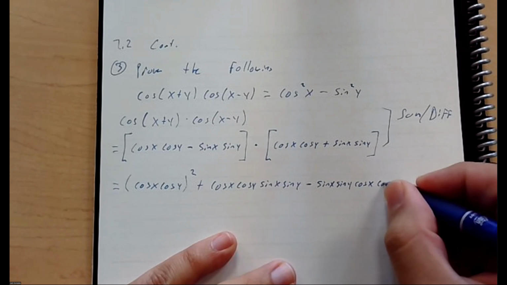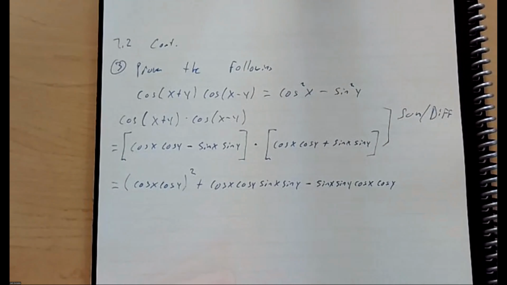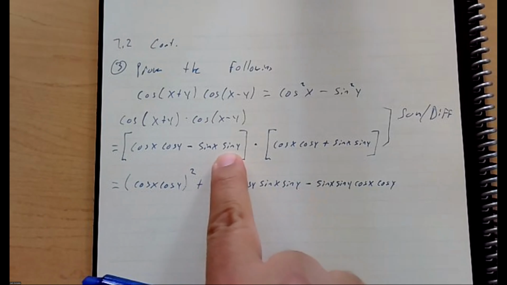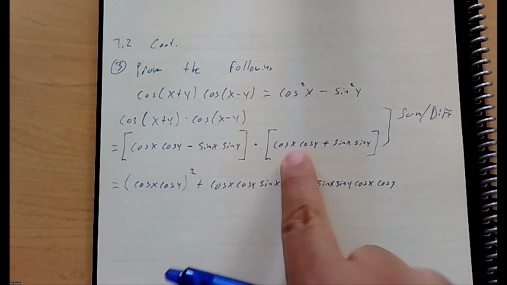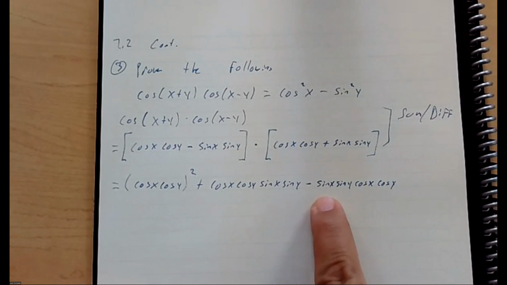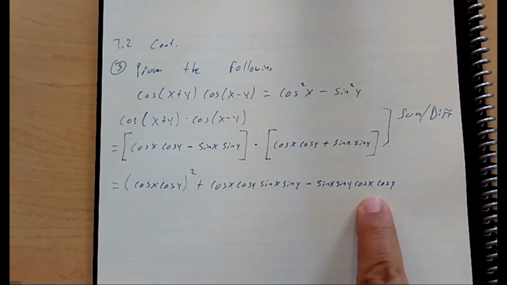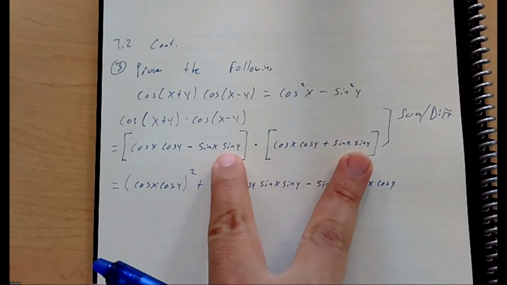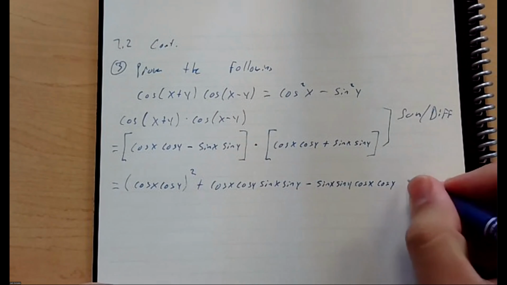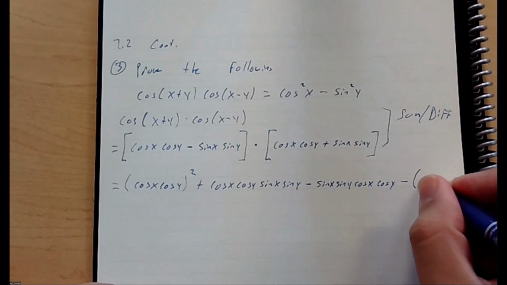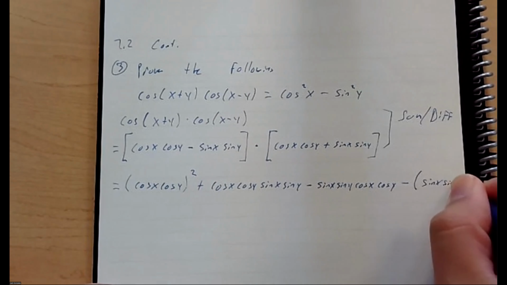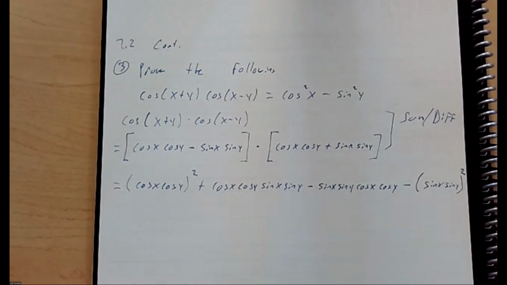Running out of space. You read that? Real kind of small. So sine x sine y times cosine y. So this is sine x sine y right here. Cosine x cosine y. These are the same. So you'll get minus sine x sine y squared. All right.